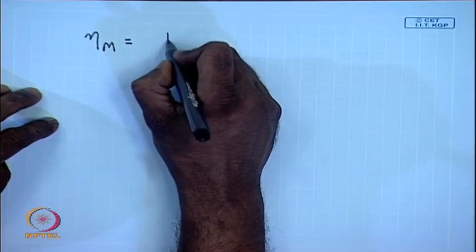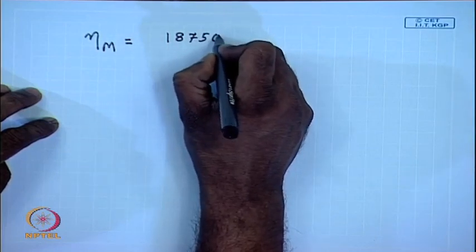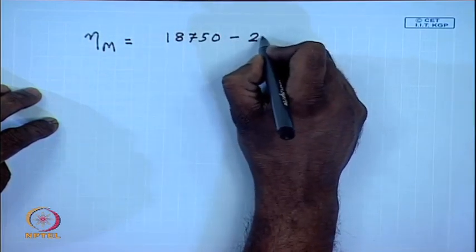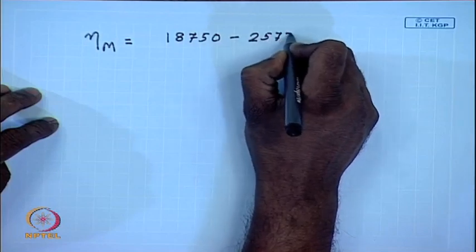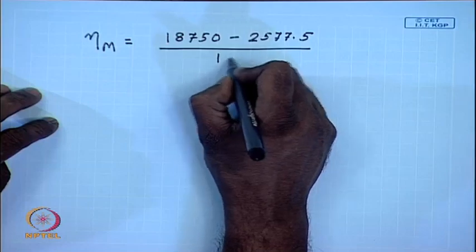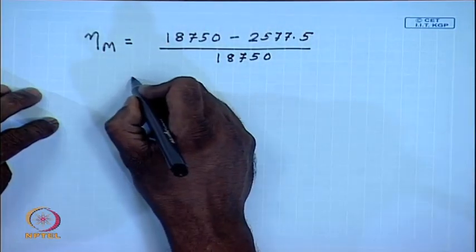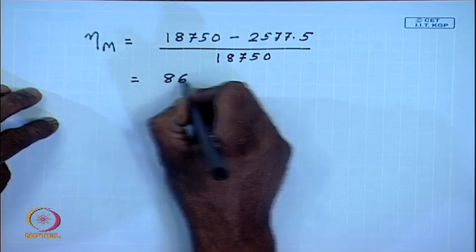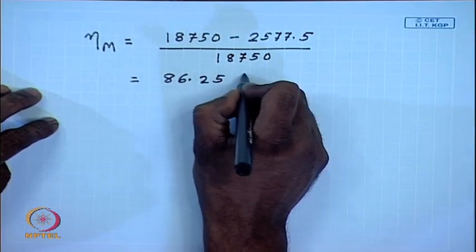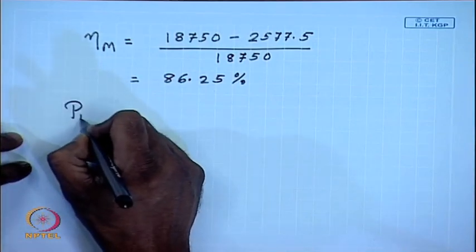So, the motor efficiency eta m equal to the input power 18750 minus losses divided by input power, this comes to 86.25%.